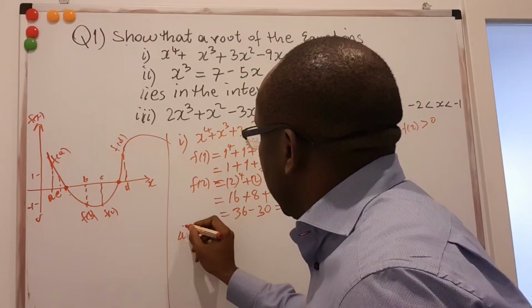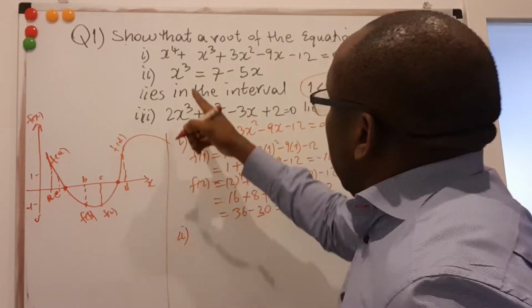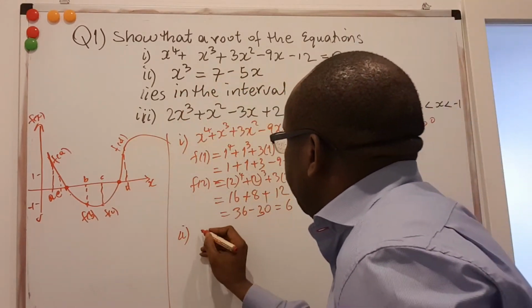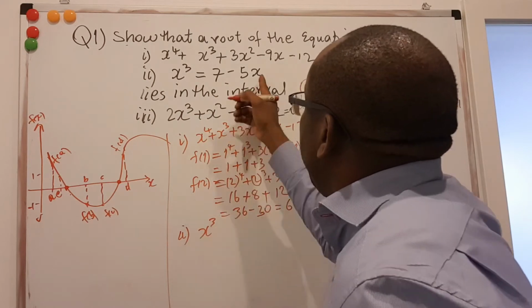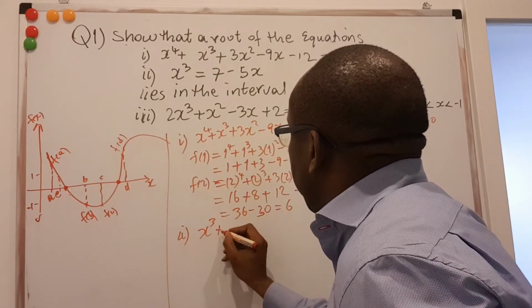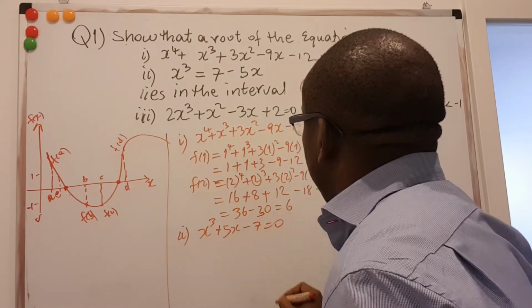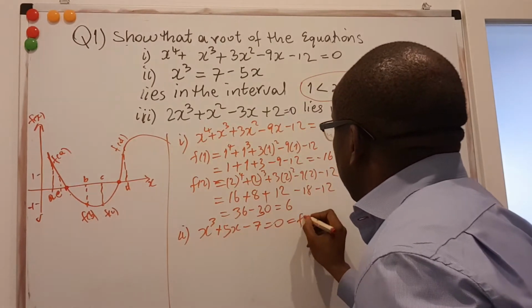Let's take the second one. I have to fix it so that it is an equation something equal to 0. So that is x to the power 3. I take this to the other side and I get plus 5x minus 7 is equal to 0. So let me say that is also f of x.